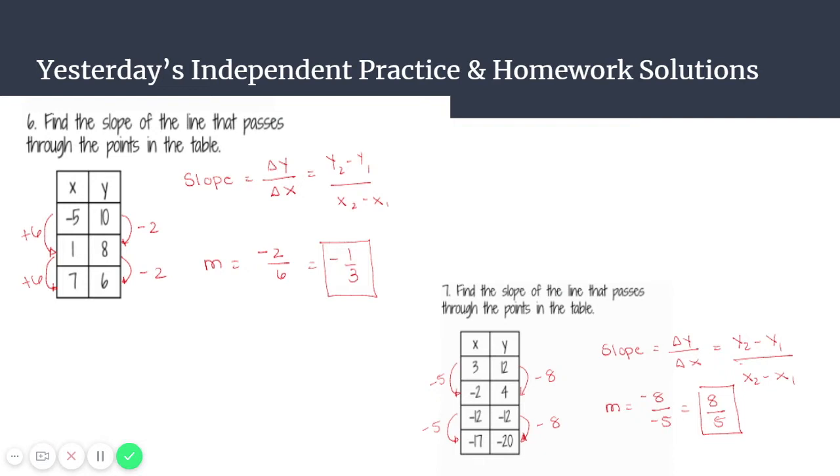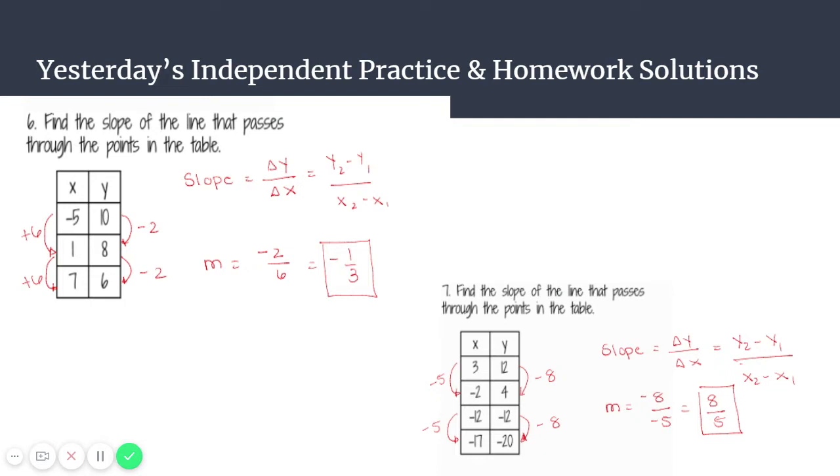In order for us to find our true slope, we need to simplify. We can simplify 2/6 using a common value of 2 for both of them, which gives us -1/3. So you have -2 divided by 6, which simplified gives us -1/3.